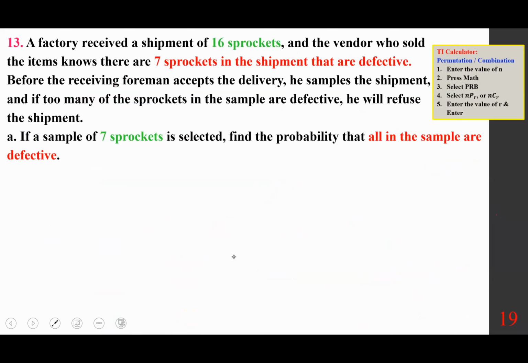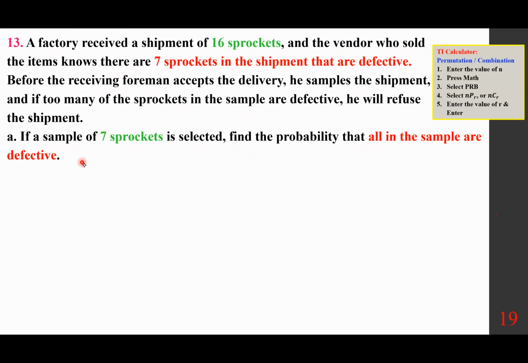Could somebody read this last question for us? A factory received a shipment of 16 sprockets, and the vendor who sold the item knows that there are 7 sprockets in the shipment that are defective. Before the receiving foreman accepts the delivery, he samples the shipment, and if too many of the sprockets in the sample are defective, he will refuse the shipment. If a sample of 7 sprockets is selected, find the probability that all in the sample are defective.